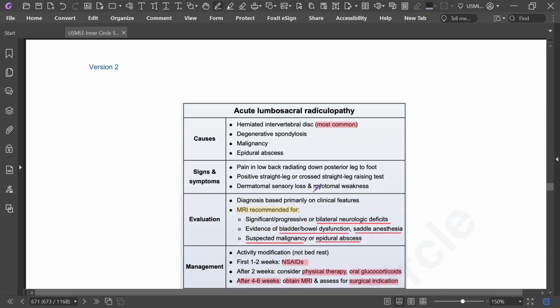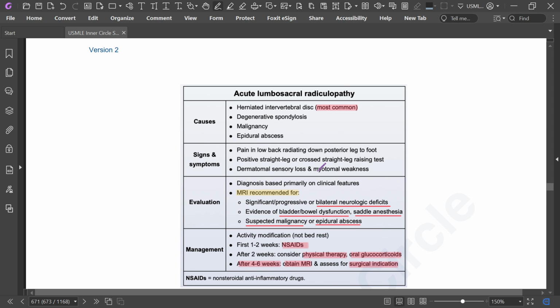Okay, acute lumbosacral radiculopathy. Very, very high yield topic. What are the causes of acute lumbosacral radiculopathy? It may be herniated disc, degenerative spondylosis, malignancy, or epidural abscess. There is low back pain radiating to the posterior leg to the foot. SLR is positive in lumbosacral radiculopathy. Crossed SLR may be positive also.